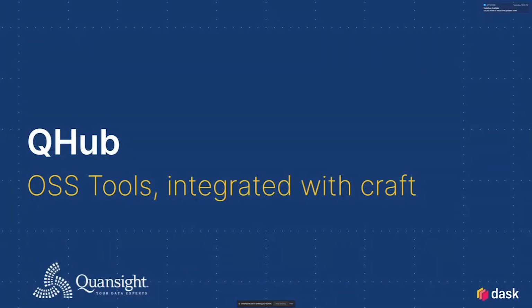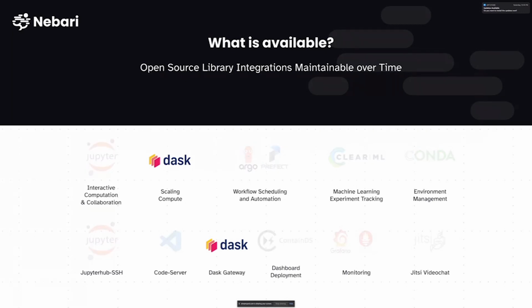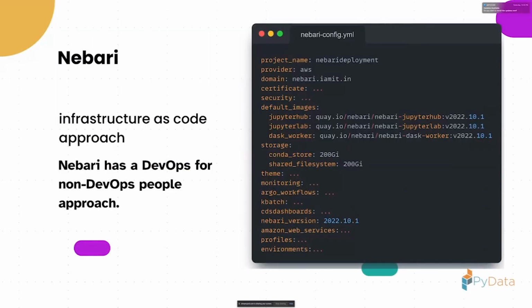There's a project called QHub, which is a bunch of open source tools, including Dask, all bundled together. QHub recently rebranded to Nebari. So if you're familiar with QHub, mentally shift your thinking. This comes out of a great company called Quansight, which has a lot of open source work in the community. So Nebari is a collection of open source software packages all bundled together. This includes packages like Jupyter, Prefect, Conda management, Prometheus, Grafana, a video chat service I wasn't aware of, and also Dask. And so that's why I'm talking about it today. But they do lots of things, and so you might consider them for lots of different systems.